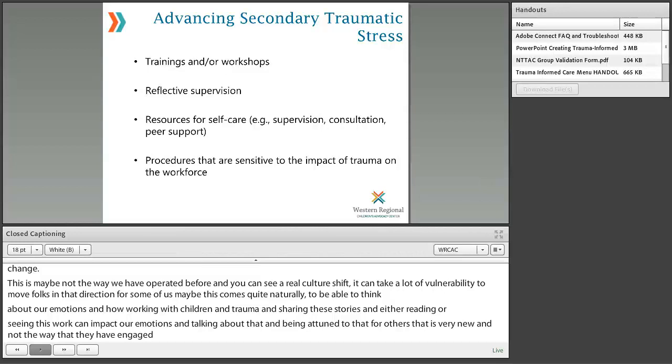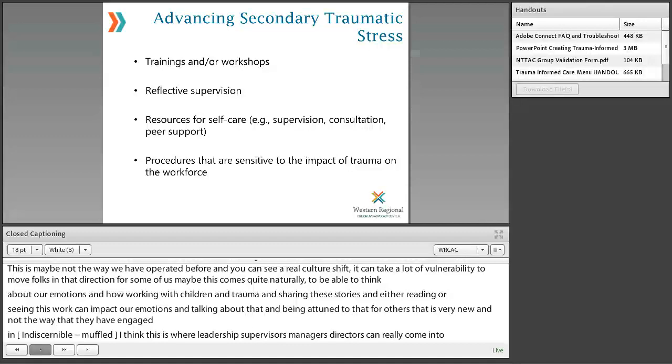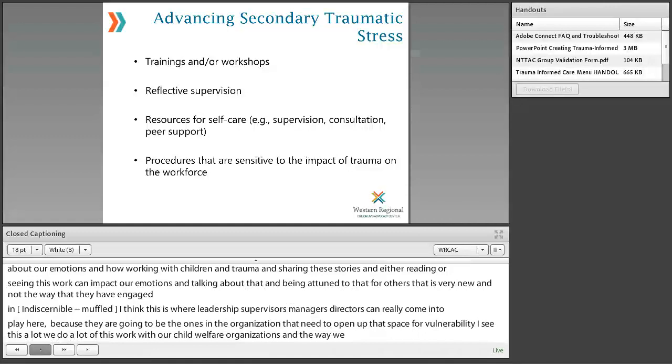I've seen this a lot. We do a lot of this work with our child welfare organizations. And where we see the most shift is when a leader, an executive leadership or a manager, really opens up that space to say, this is a safe space to do this. It's not going to be punitive. And it really allows permission for other folks to follow suit. So when we're talking about advancing secondary traumatic stress, thinking about really the importance of leaders modeling that change.